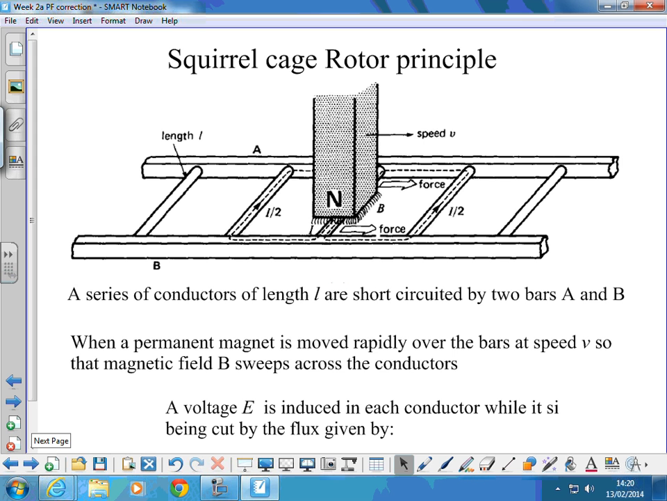So, we can have a look at what's called the squirrel cage rotor principle. We think of this like a ladder, okay? We've got bars that are conductors and they're shorted together at their ends with more conductors to make a ladder, and we imagine that for the moment lying flat, so they're short-circuited by the two bars A and B.